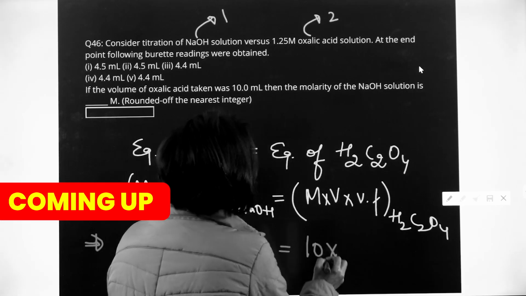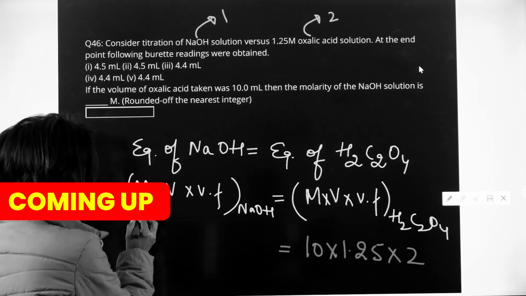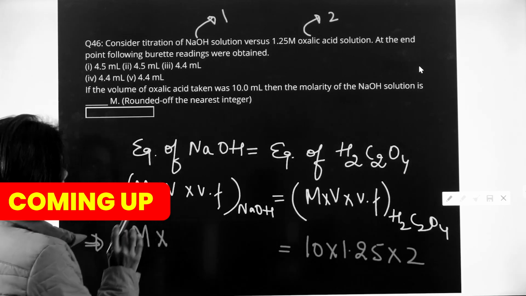10 ml. Molarity is 1.25. Valency factor is 2 here. And now here, molarity I'm supposed to tell. Volume again I'll be taking in.